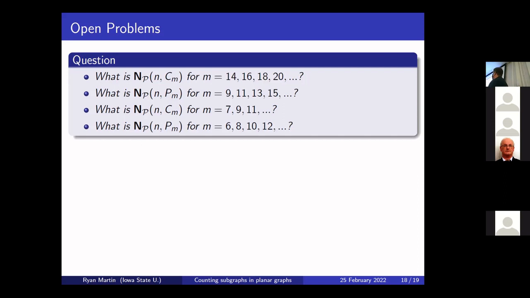And all of these are about the coefficient of the first order term that we don't know. So what is the count for C_m for even cycles starting at 14? Or for odd paths starting at 9? The odd cycles are harder, I think significantly harder. Our meta theorem that we use proves again the right order of magnitude, the right exponent for cycles and paths, but it's not good at computing the coefficient.